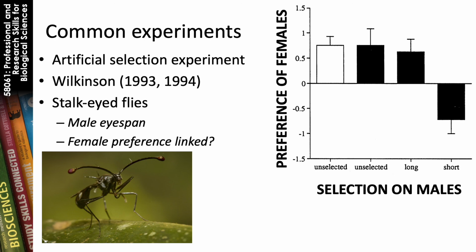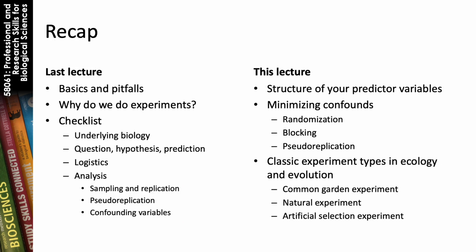And they've been used for all sorts of things to do with quantitative genetics and genetic heritability and that kind of thing. Okay, so those are 3 kinds of classic experimental types in ecology and evolution. And just to recap these last 2 lectures, we've had a lecture on basics and pitfalls, asking why we do experiments, what can commonly go wrong with experiments, and I gave you a checklist for what I want you to think about when you're designing your experiment, especially planning with the analysis in mind.